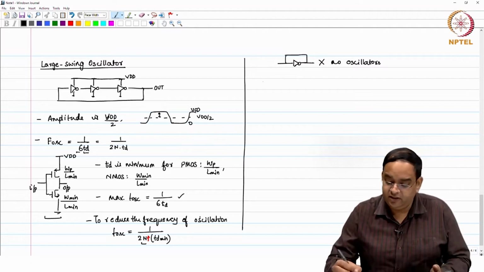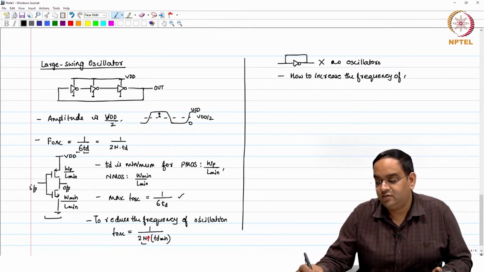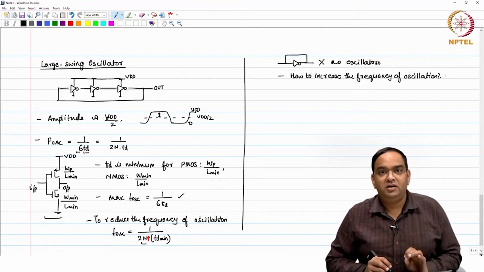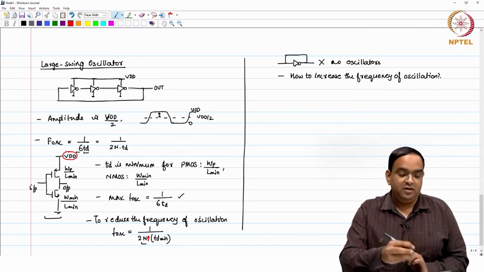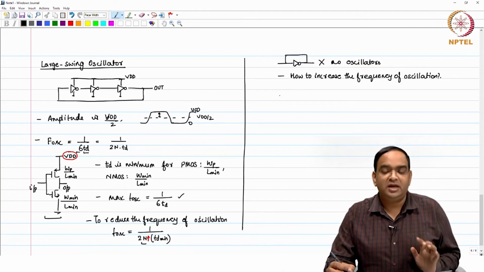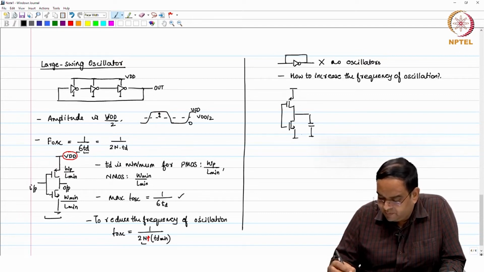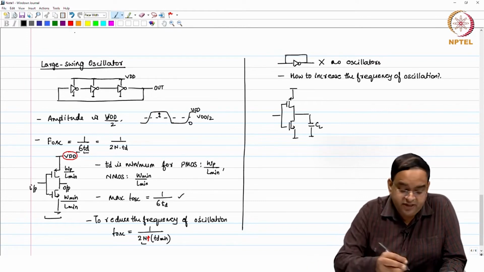And if the question is how to increase the frequency of oscillation, there is only one way, and that method is to increase your VDD. Why increase your VDD? Because the delay which we were considering from input to output depends on charging of the capacitor. This is under the assumption that when you have an inverter and you have a load CL, the frequency of the oscillation depends on the input to output delay.